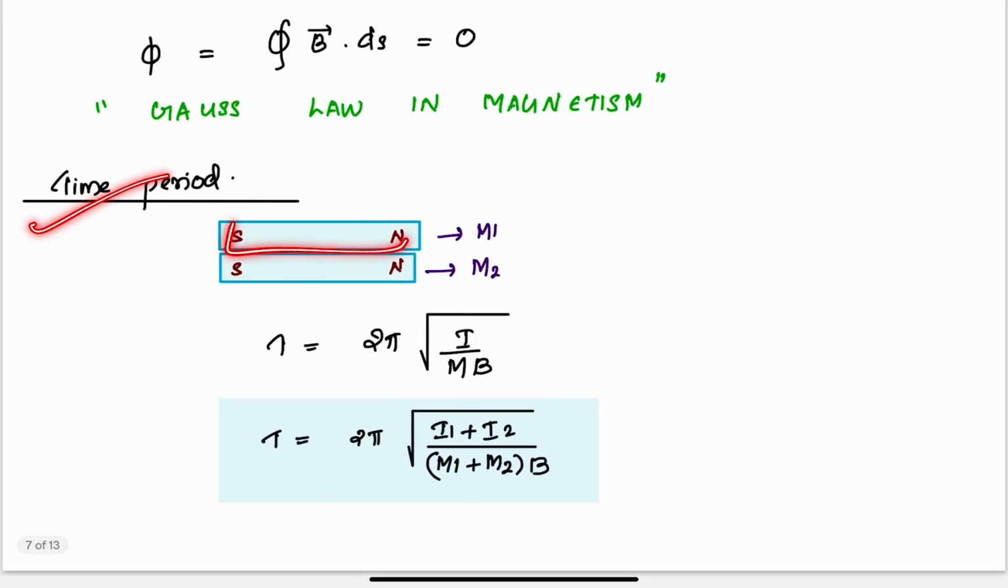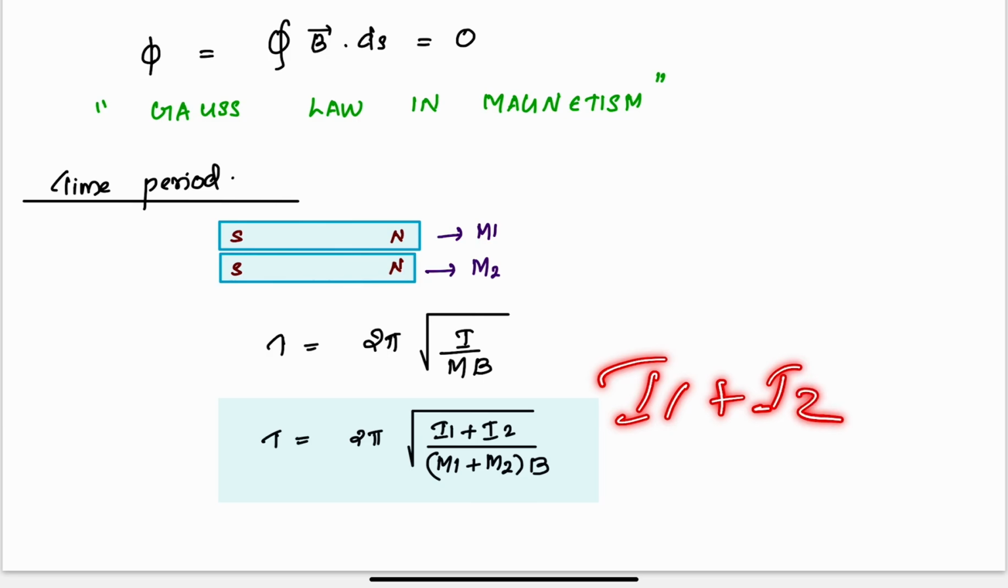What is the time period for two magnets taken together? Time period is 2 pi root of I by mB. Here I becomes I1 plus I2 and mB becomes m1 plus m2 into B.